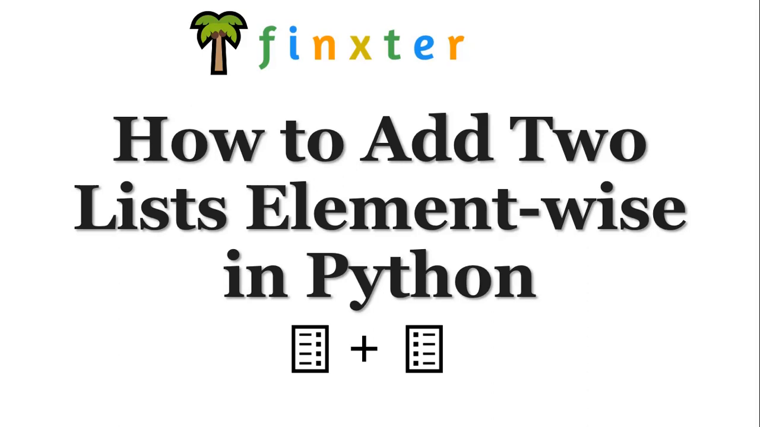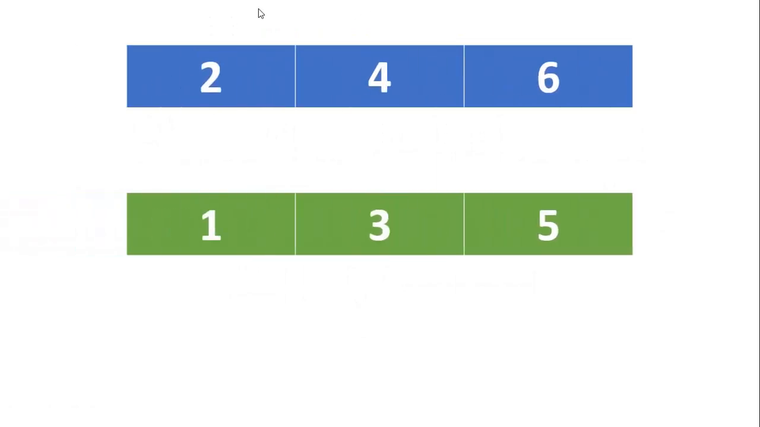Now let's try to understand the question with the help of an example. Let's say that we have been given a couple of lists. So these are the two lists that have been given to us. The first list consists of the elements or the numbers 2, 4 and 6, while the second list consists of the numbers 1, 3 and 5. Now our task is to go ahead and add both these lists element-wise.